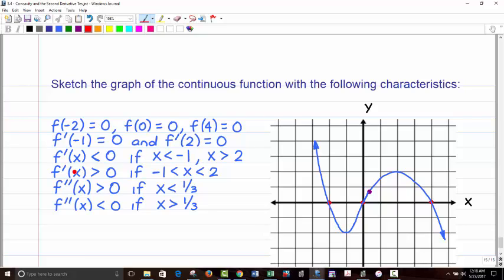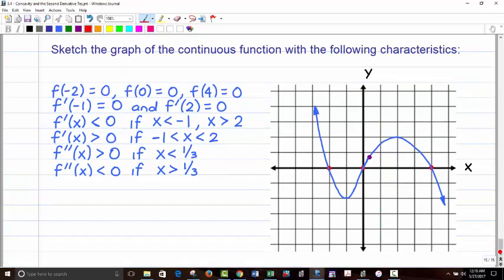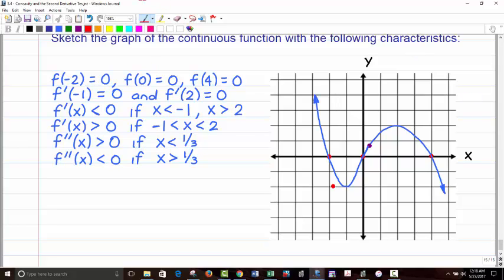And then notice right below here it says f prime of x is greater than 0 if x is between negative 1 and 2. So that means the graph's increasing. So that guarantees now that f prime of negative 1 equaling 0 will be a relative minimum, because now it's going down then up. So in other words, it's not going down and then down again. Then it would just be a critical number that wasn't a min or max.